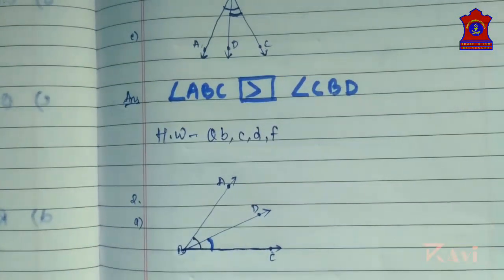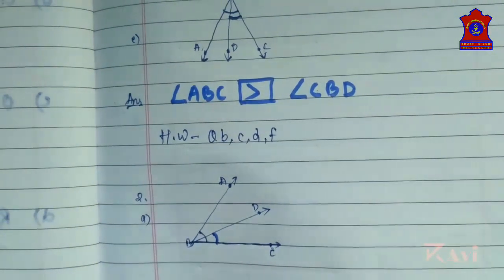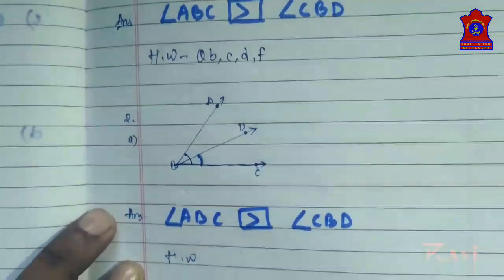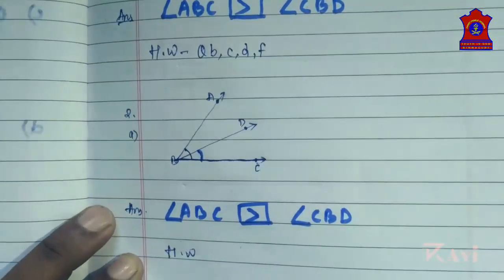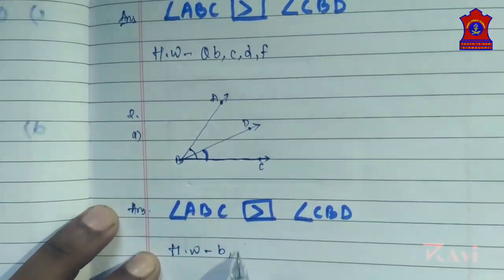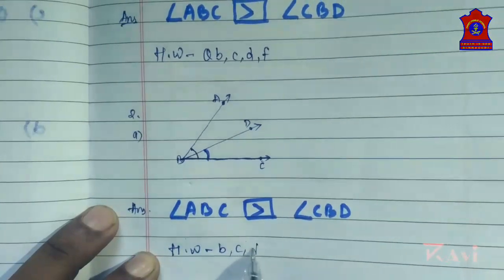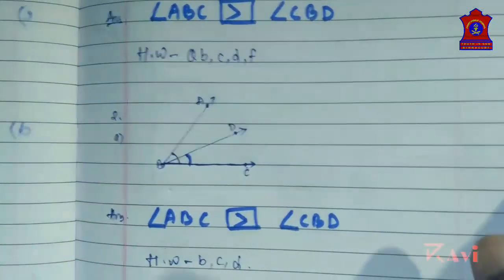Now the other questions from question number 2 can be done easily. So try doing these questions by yourself. Homework: question number B, C and D. This is a very simple exercise.